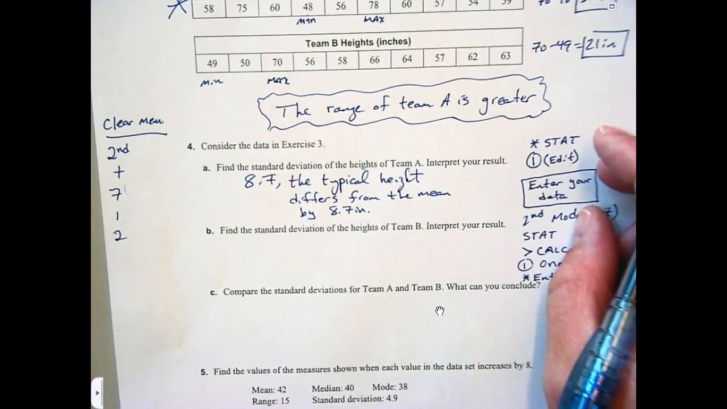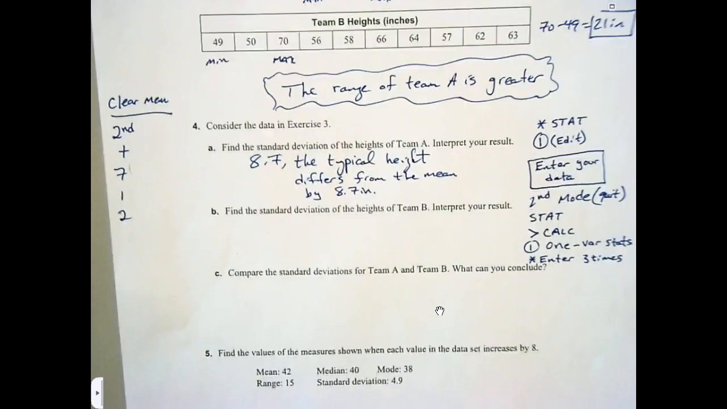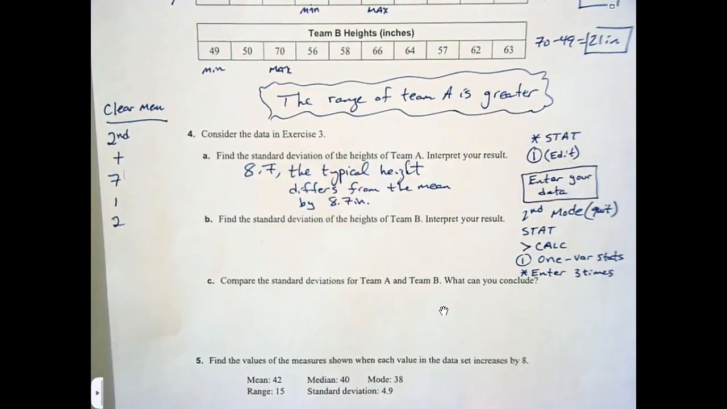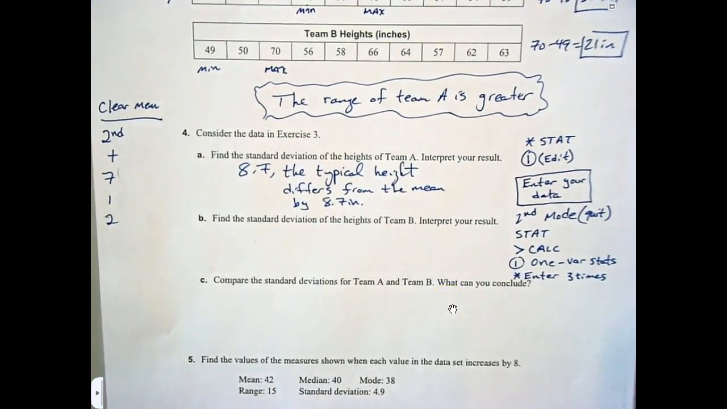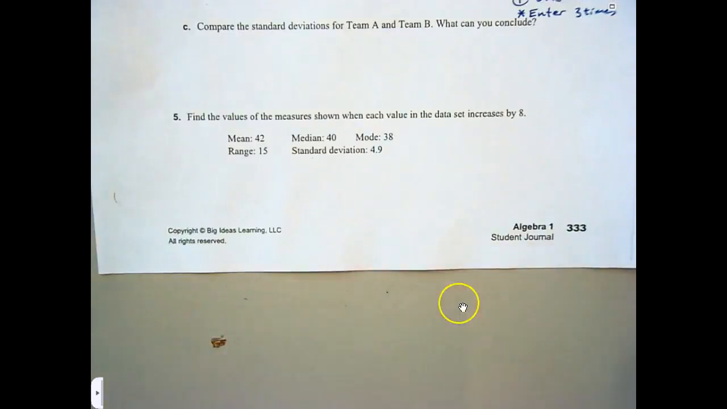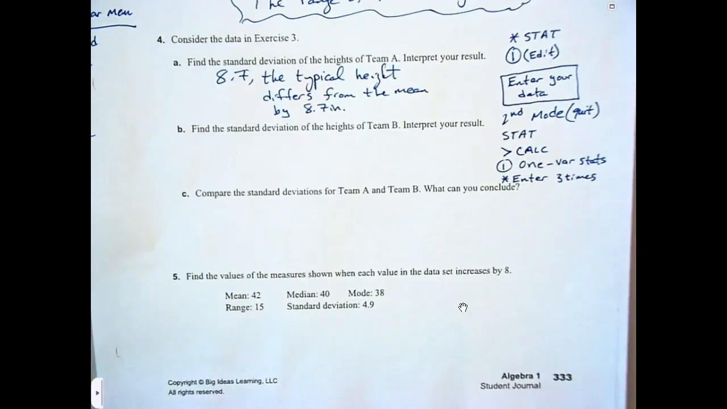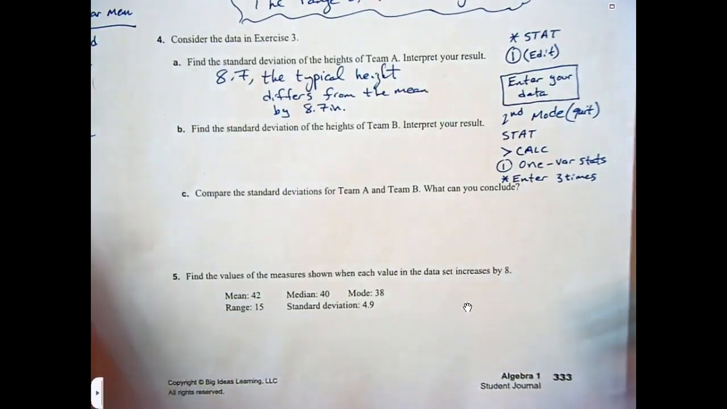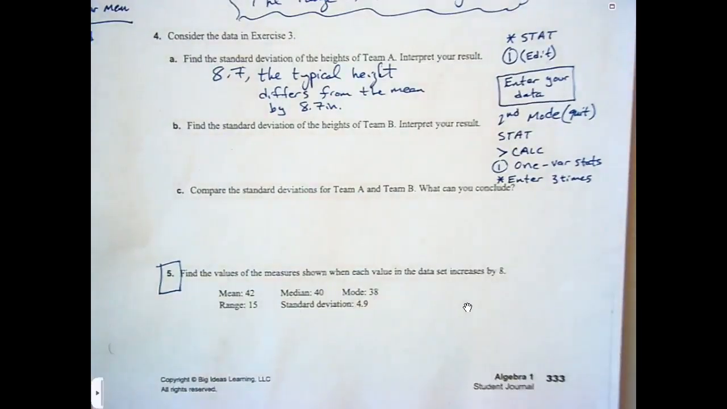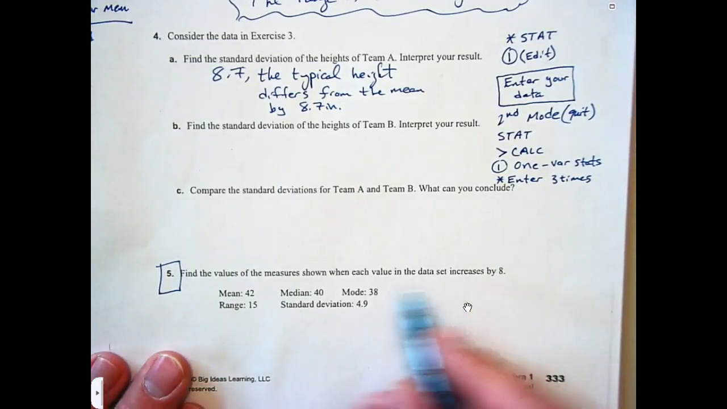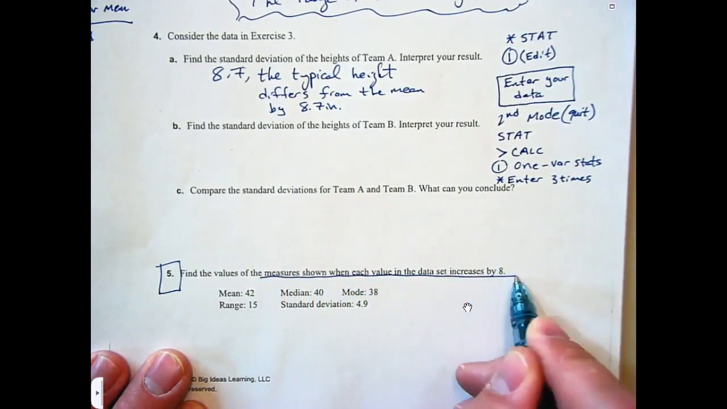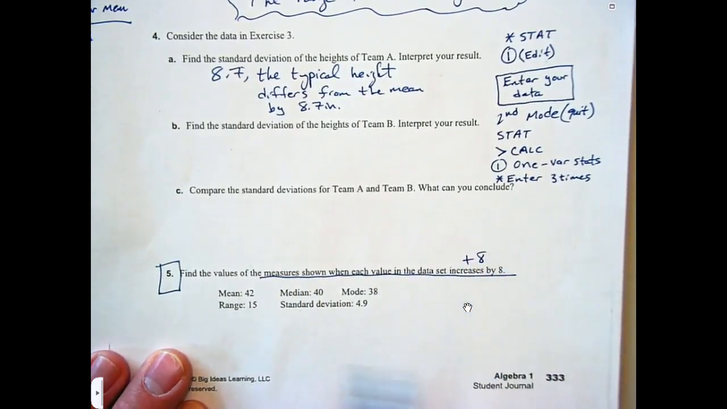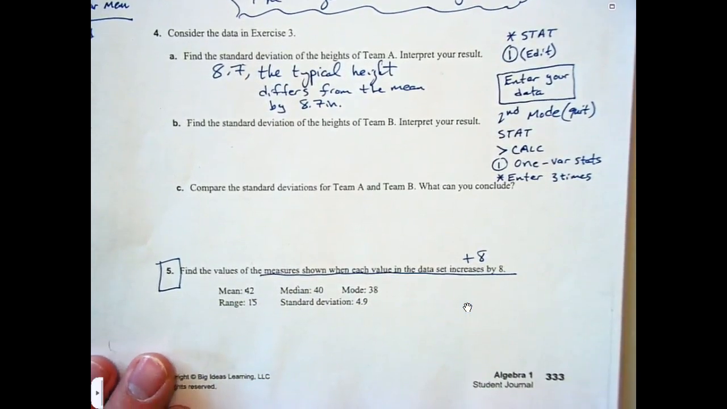I'm not going to do part B and C right now, but this is how you enter it into your calculator. Why don't you take a look at number 5. All right, last piece. Find the values of the measures shown when each value of the data set is increased by 8. So I want you to go back to your previous page. See how increasing by adding a value every time, since we're increasing by 8, we're adding a value. Tell how it's going to affect each of those things.